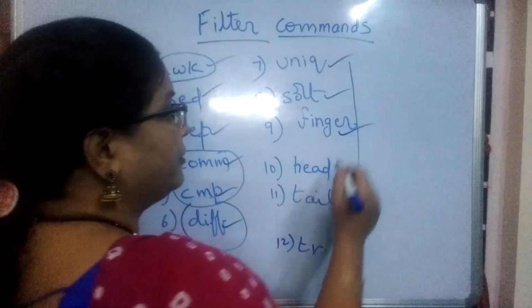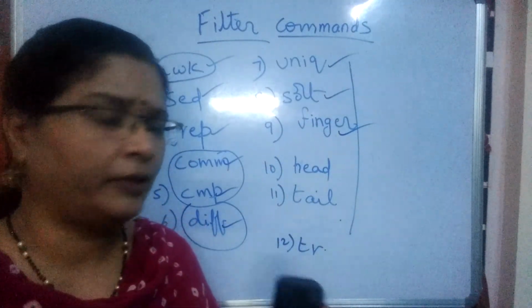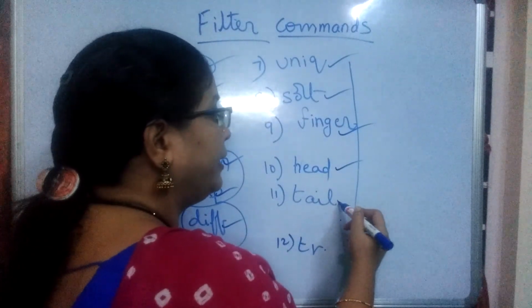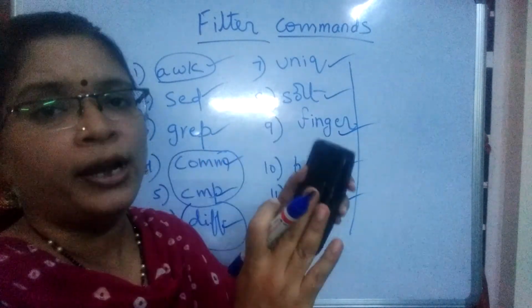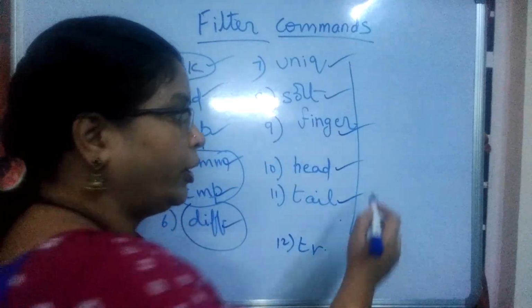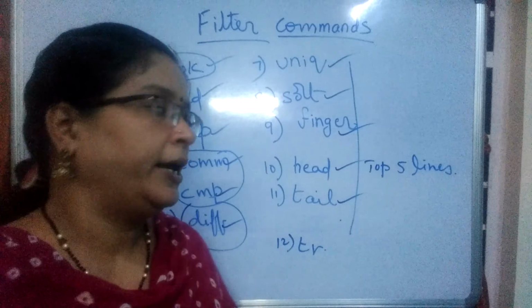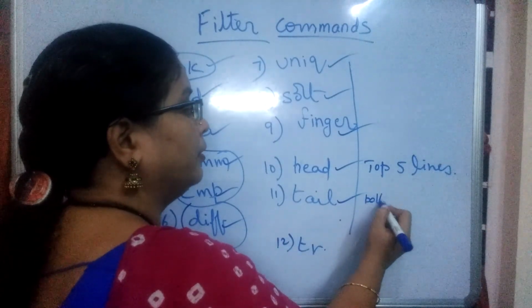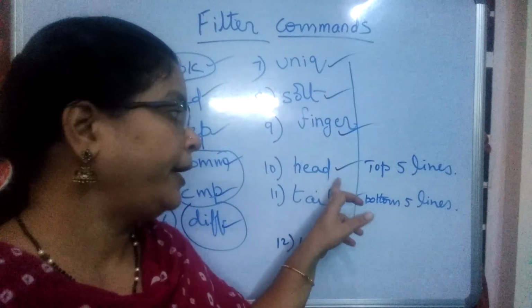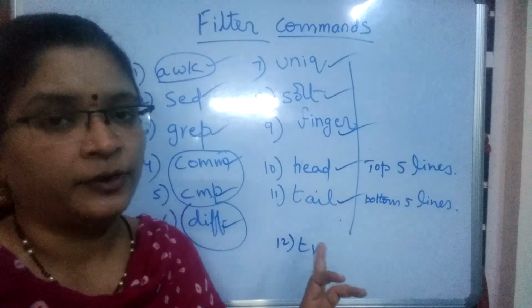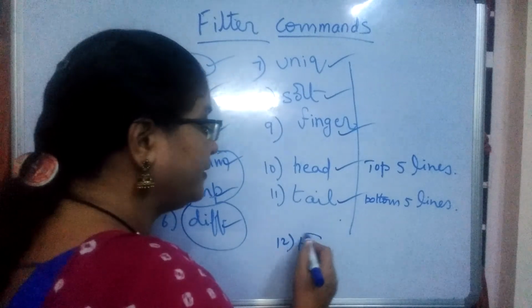And finger command is one kind of administrative command. Already we have discussed this filter command in our previous videos. And head command and tail command. Head command is one command which displays only the top 5 lines by default in a given file. Top 5 lines will be displayed. And tail means the bottom 5 lines only will be displayed. So head and tail commands are used for this purpose, to display the topmost lines and the bottom level lines. And next one is tr command.